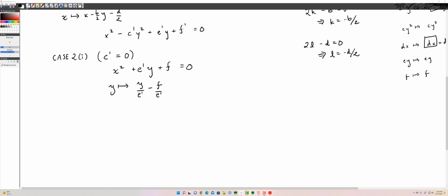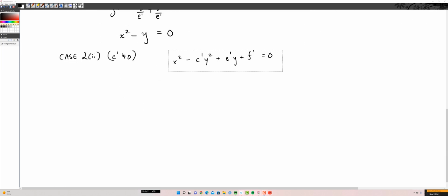We send, oh, hang on, that's wrong. There we go. We send y to y over e prime minus f over e prime. I now realize that I did something backwards. What I'm going to do is reverse the signs here, and that's going to fix my problem. I now have x squared minus y equals 0. Again, when c prime is not 0, I have this right here. I can also conclude from this that, well, actually, let's just move forward.